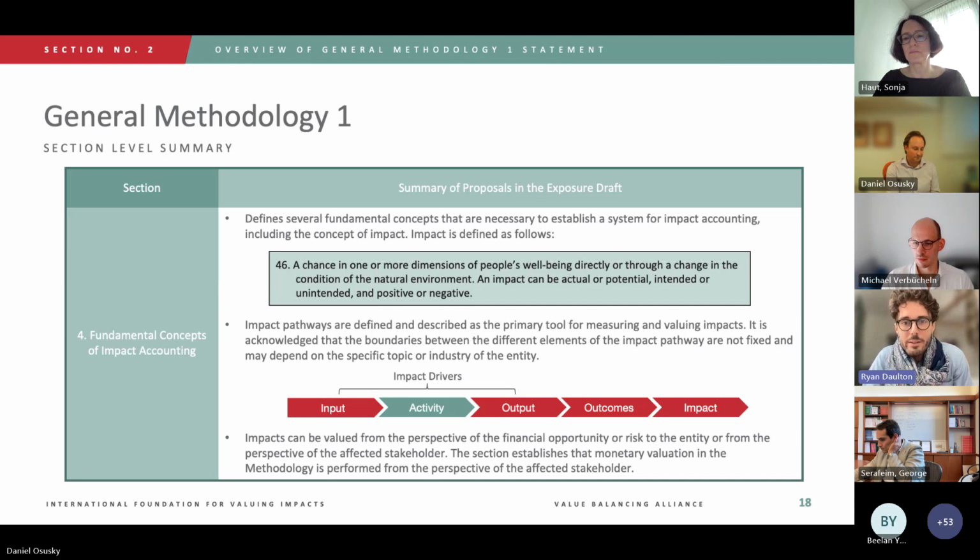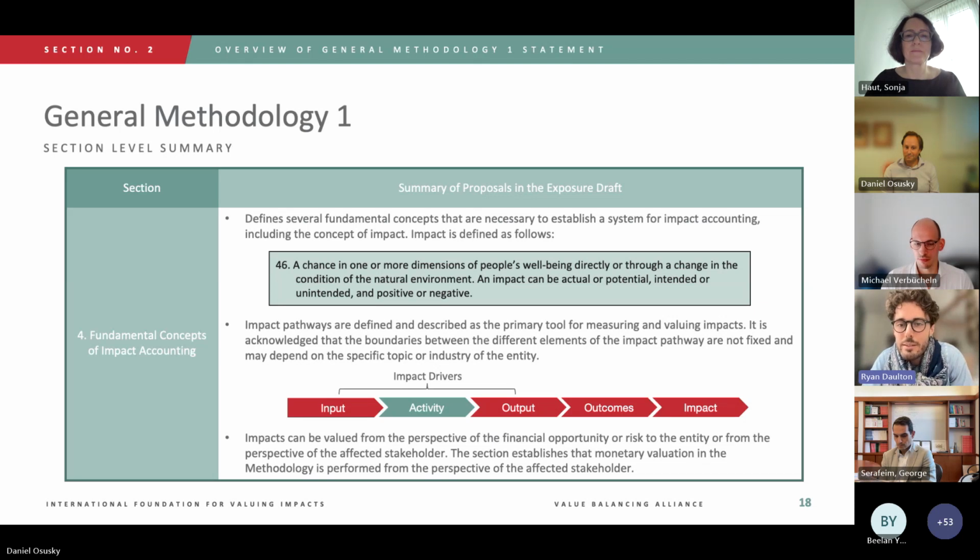Section 4 is, again, the core building blocks and machinery of impact accounting. It's the concepts that someone would need to know on a cross-cutting basis to prepare impact accounts. So we define several fundamental concepts that are necessary for impact accounting, the most important of which is impact. The definition of impact is in paragraph 47.